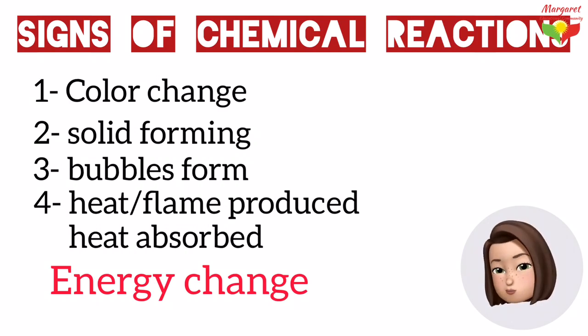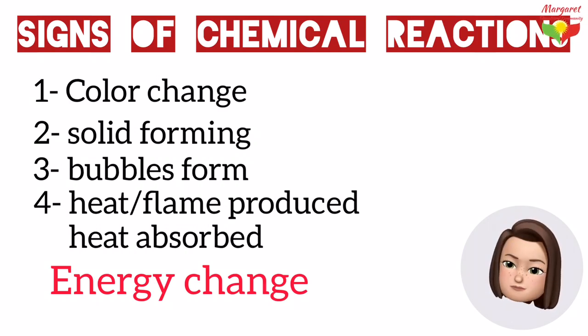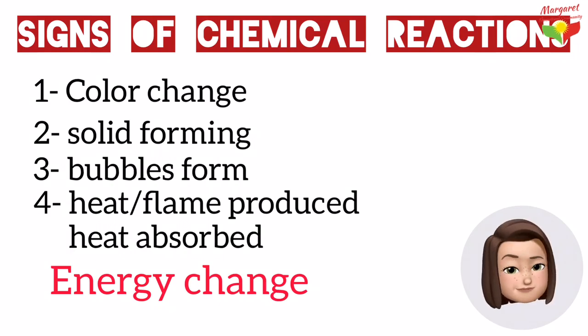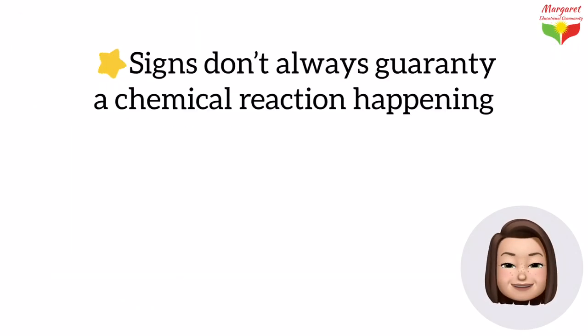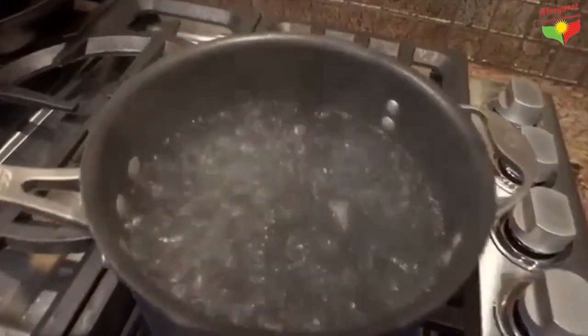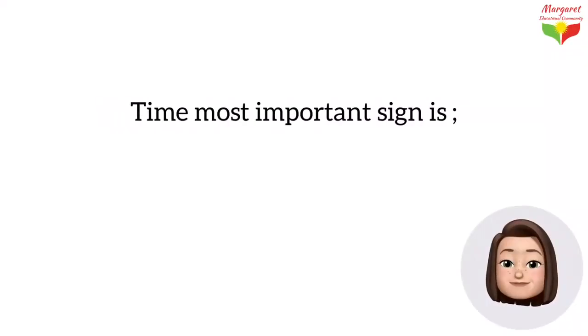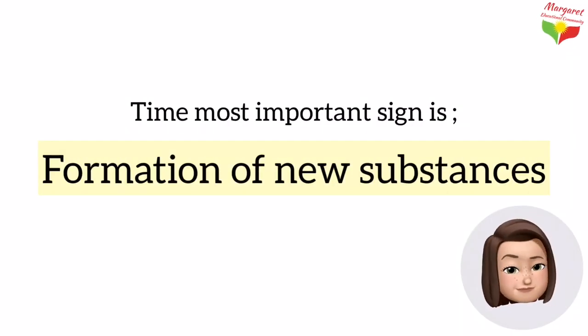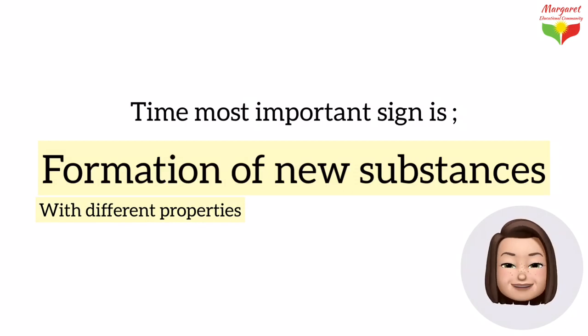Now, the signs that we look for to see if a reaction took place are good signals of a chemical reaction, but they don't always guarantee that a reaction is actually happening. For example, gas can be given off when a liquid boils, but this is a physical change, not a chemical one, because we are just changing the state. So how can you be sure that a chemical reaction is occurring? The most important sign is the formation of new substances that have different properties.